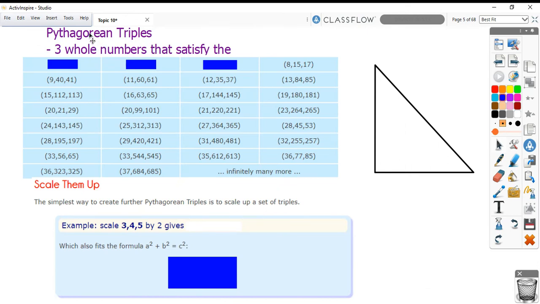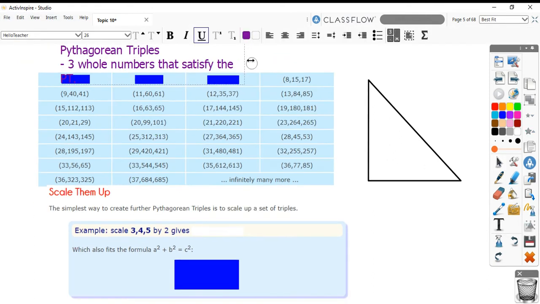The next part on our page is Pythagorean triples. This is the last thing we're going to look at in our introductory material. Pythagorean triples is what you call three numbers that satisfy the Pythagorean theorem.